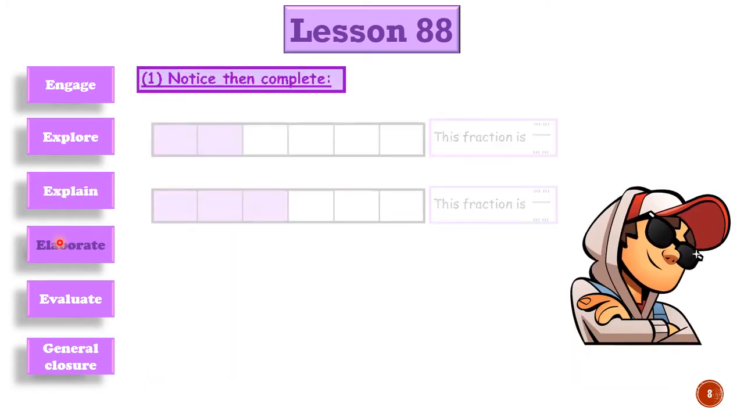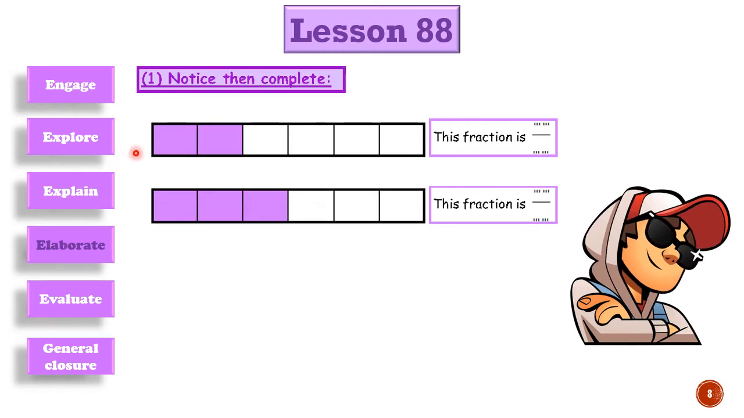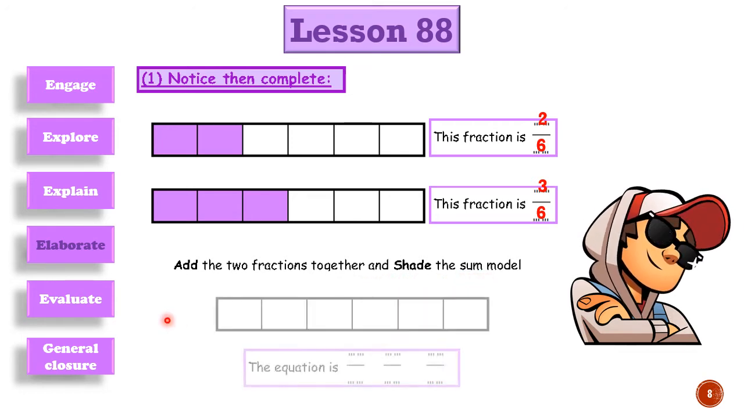Here we have an activity. We have two fractions. Each one is divided into 6 equal parts. First one, we have 6 in the denominator and the shaded part is 2. This fraction is called 2 sixths. Second one, we have 6 in the denominator and 3 shaded parts, which is 3 sixths. Add the two fractions together and shade the sum model. Here we have an empty model and empty spaces.